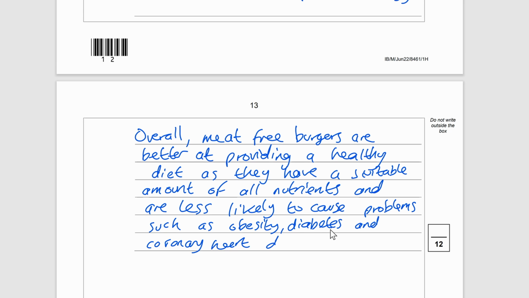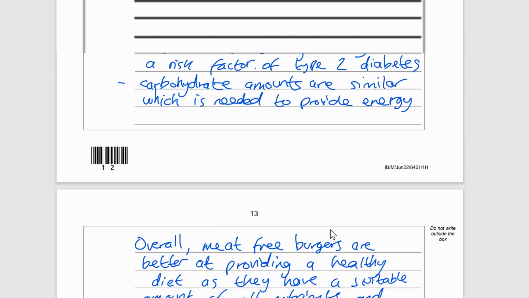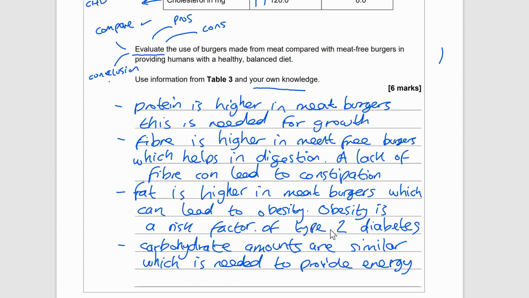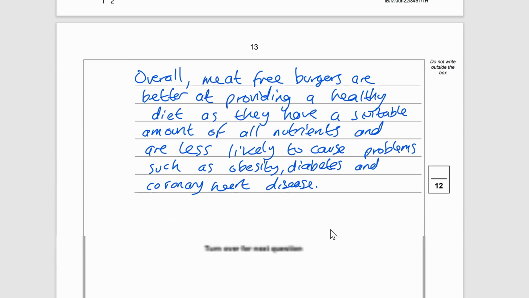Typically, when you have an evaluate question, you really want to provide a suitable amount of both sides. So really what you want to do is try and provide 2 pros, 2 cons for each, as well as your conclusion properly and your comparison properly.